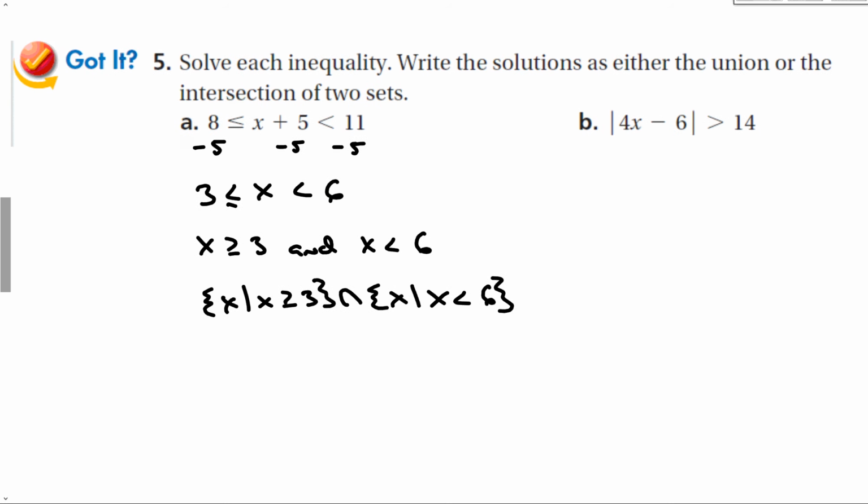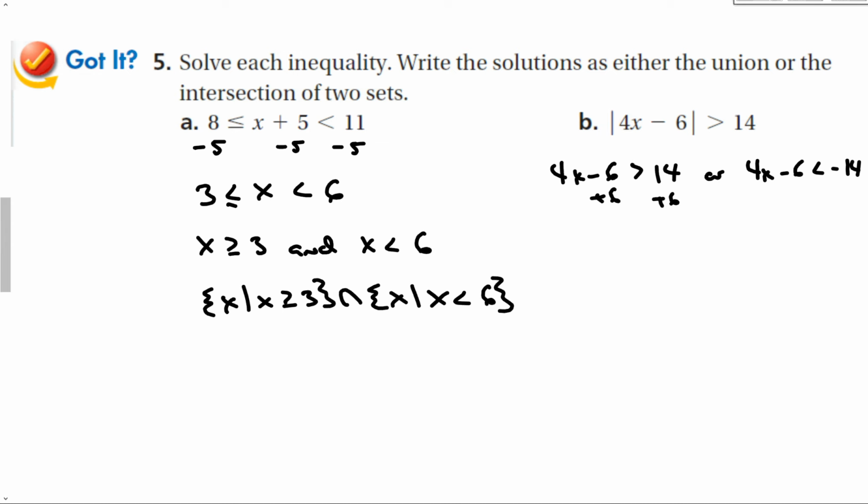A little silly, but okay, so this is going to be a greater than, so we don't have a choice. We have to solve both of these separately. So we can't make one compound inequality. So this is going to be 4x minus 6 is greater than 14, or 4x minus 6 is less than negative 14.